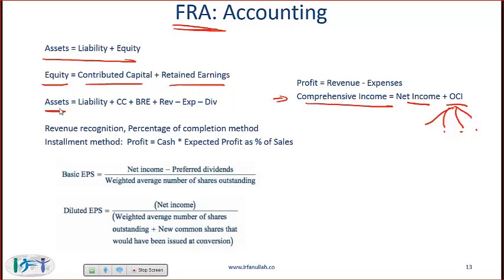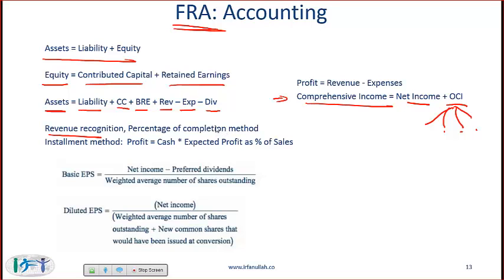Your assets at any given point equal liability plus contributed capital, and then beginning retained earnings plus revenue minus expenses minus dividends. Revenue recognition. So there are several ways to recognize revenue. One is the percentage of completion method. This is the most basic method for a long-term contract.